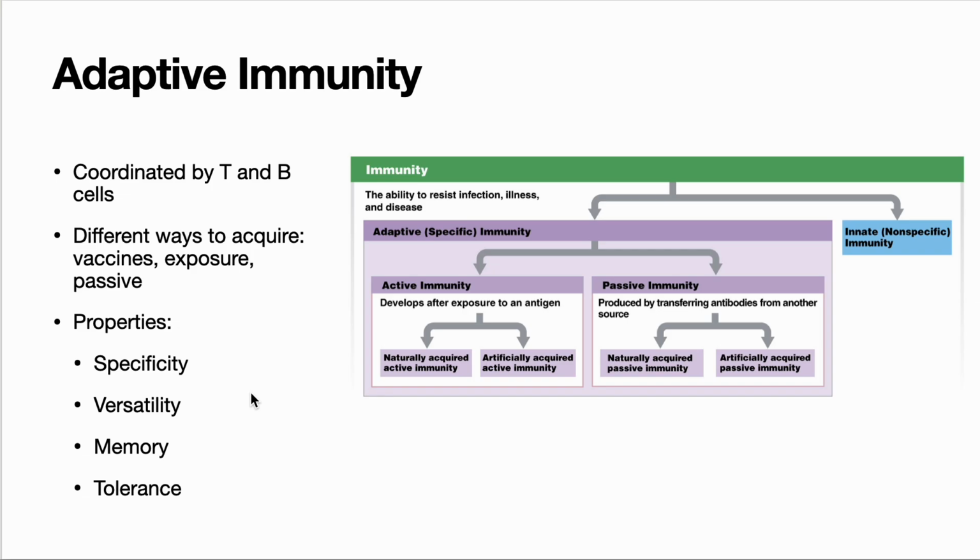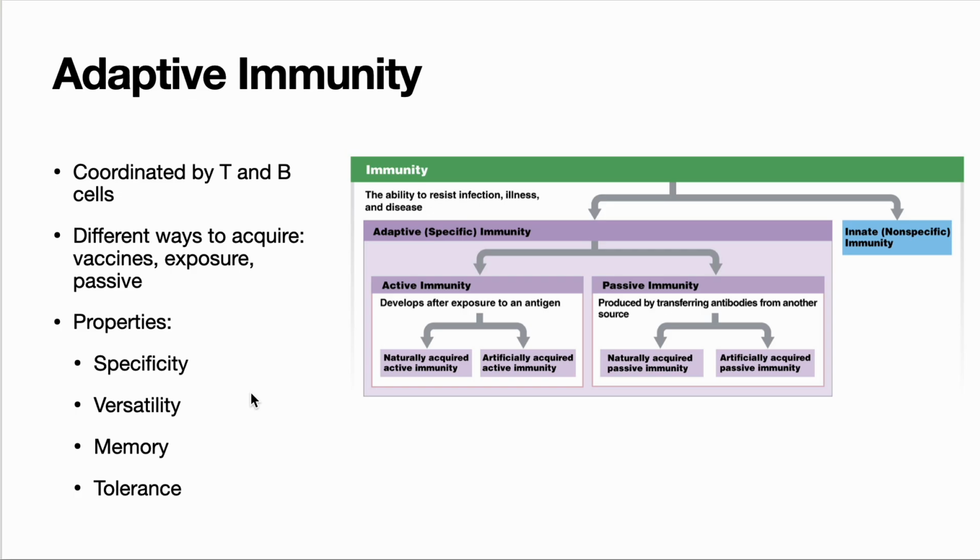And tolerance is another important property because tolerance means the immune system can not respond or ignore normal tissues and just target the abnormal and foreign cells in addition to toxins. So that's an important piece of adaptive immunity. We don't want to turn on adaptive immune responses in inappropriate situations.